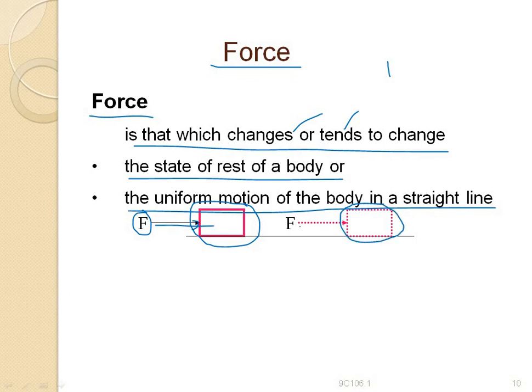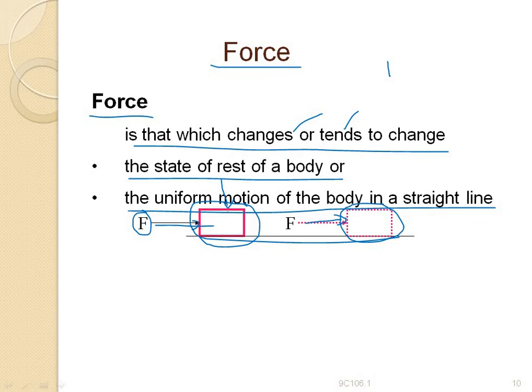So it is nothing but the uniform motion of the body in a straight line. This is when we apply a force. If we apply the force, it moves in a certain direction. That is the uniform motion. And in the state of rest of a body, you apply a load from the top, so it applies the load on the body itself. It is the state of rest of a body, but it doesn't move.